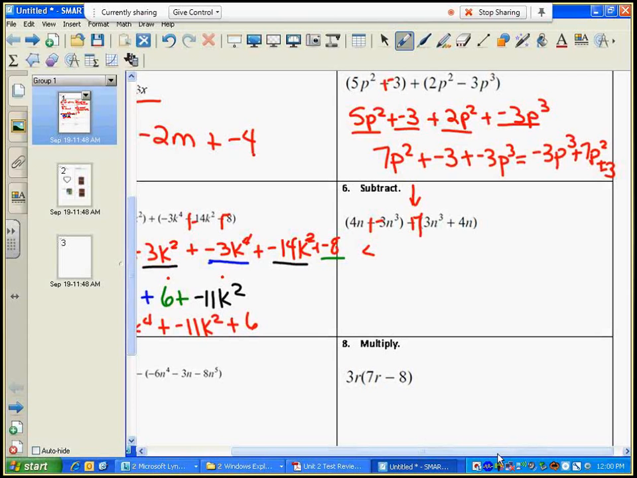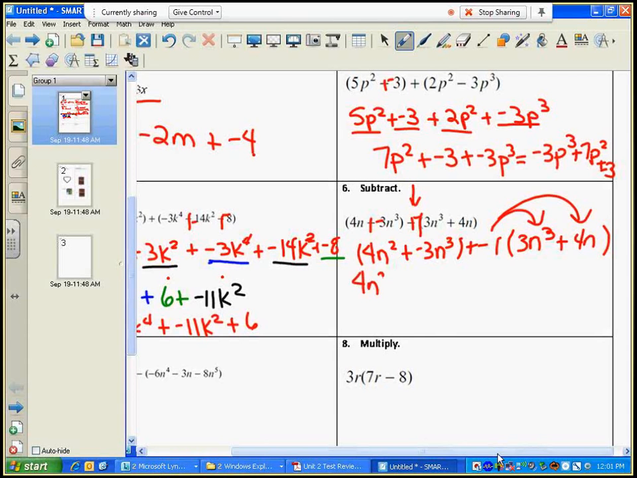So now I have 4n squared plus negative 3n plus negative 1 times 3n cubed plus 4n. Now I know I can remove the parentheses. My first polynomial, the negative 1 has to distribute. So 4n squared plus negative 3n plus, now we're going to distribute. Negative 1 times 3n squared is negative 3n cubed. Negative 1 times 4n is negative 4n.